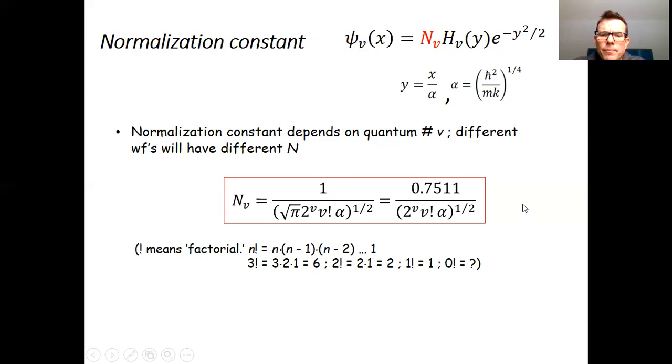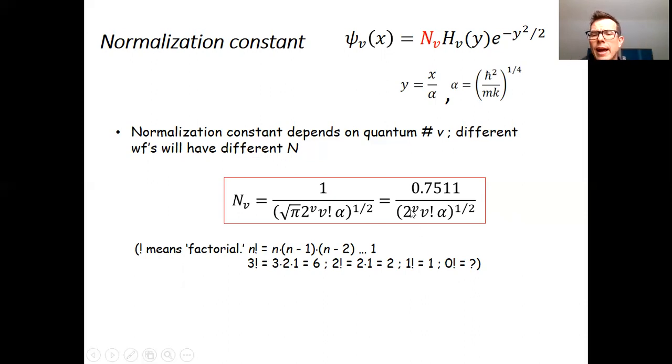So that's the formula. And one quick note here on notation, you'll note that there's an exclamation point. That's not a typo. It's a mathematical symbol called a factorial. Factorials are defined as follows. n factorial is n times n minus 1 times n minus 2, dot, dot, dot, all the way down to 1. So 3 factorial is 3 times 2 times 1, which is equal to 6. 2 factorial is 2 times 1. Note that vibrational quantum number v started at 0.